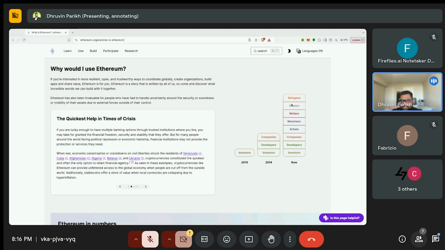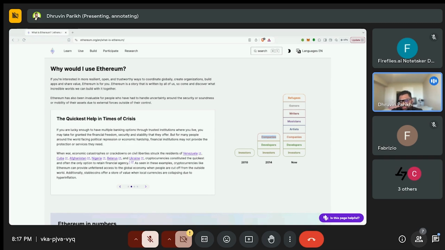On the right-hand side, you can see this graph. It is showing who the users of Ethereum were. In 2010, only investors were there, just because Ethereum was doing their ICO. But after it was up, developers, investors, and a lot of companies got involved. And right now, if you talk about the ecosystem, you can see investors, developers, companies, artists, musicians, writers, gamers, refugees. A lot of them are getting benefits out of Ethereum.